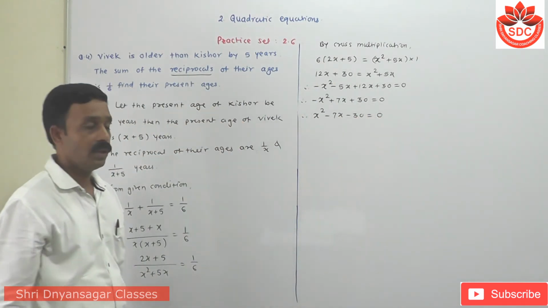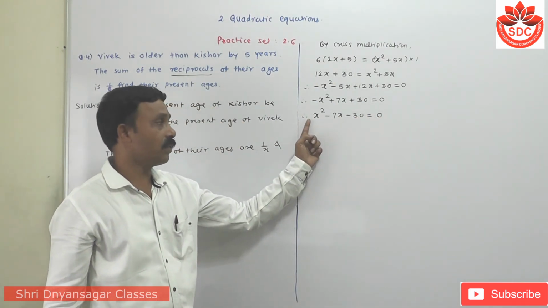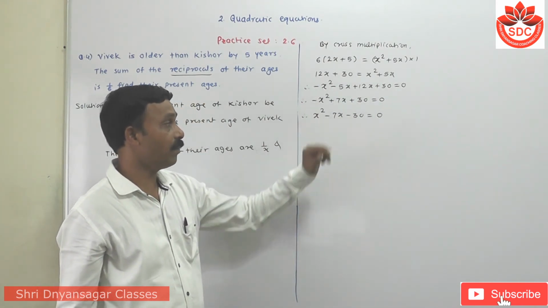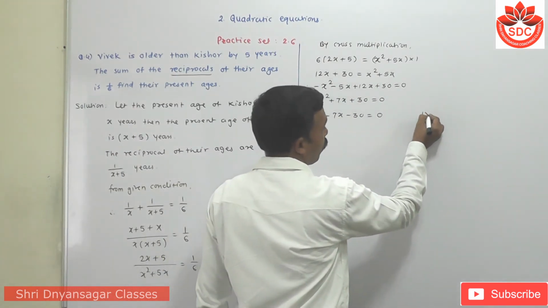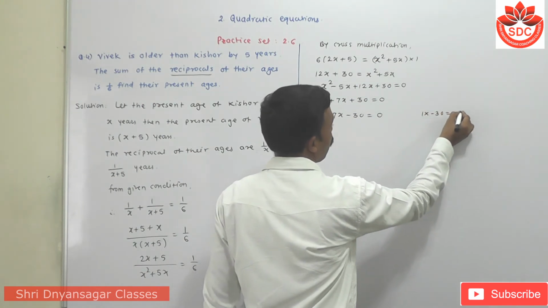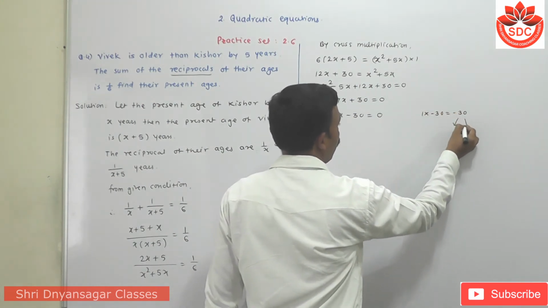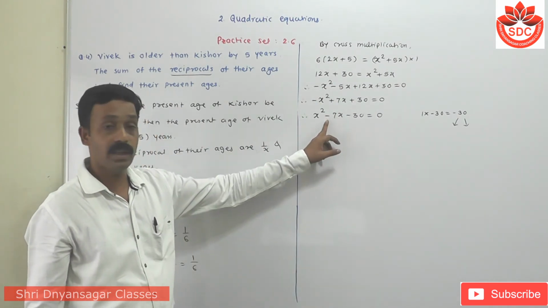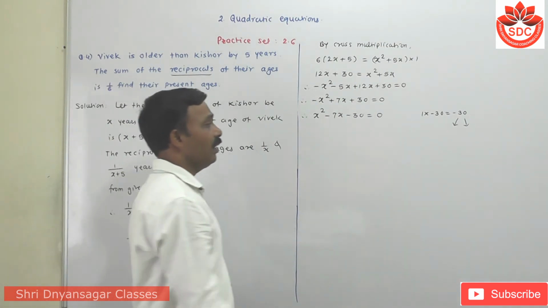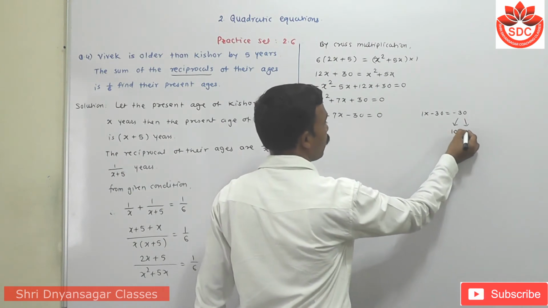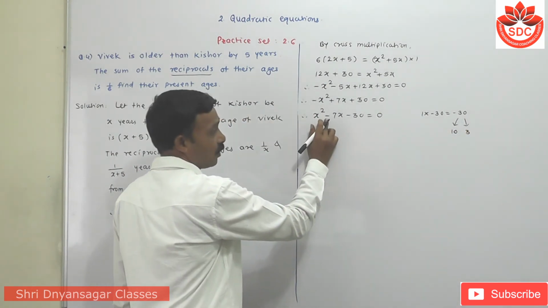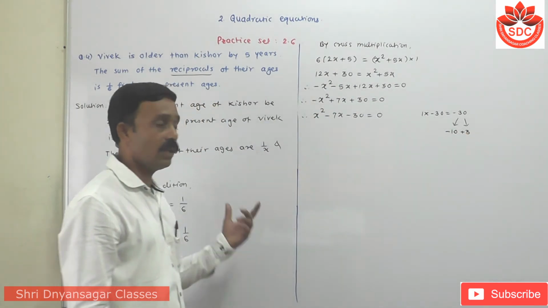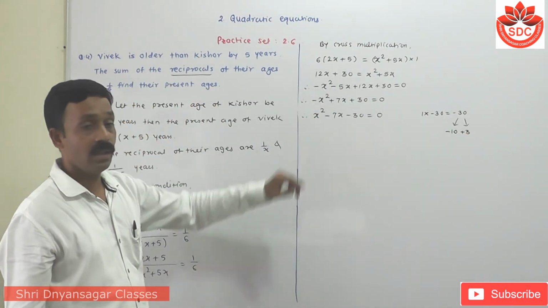Then students, the value of a is 1 and c is minus 30. Then find the product of 1 and minus 30, which is minus 30. Then find the factors of minus 30 whose sum is the middle term, that is minus 7. Then it is also simple, 10 and 3 are. Give the sign of the bigger number here, minus, and this one plus. The product is minus 30 and the addition is minus 7.